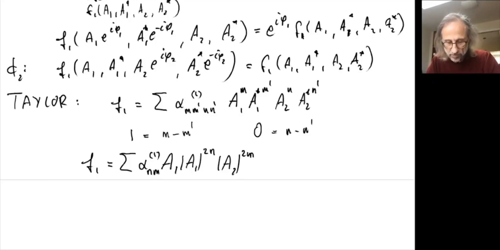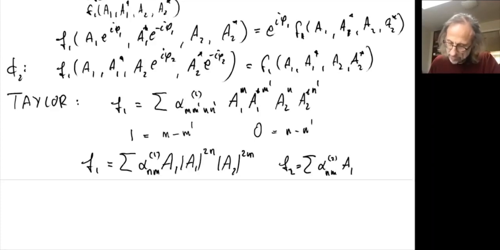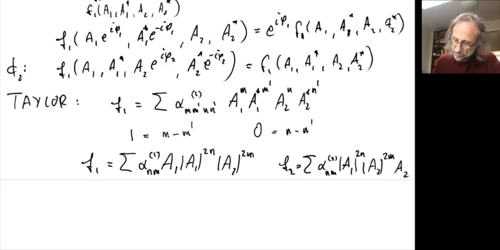And F2 looks the same, except A1 and A2 are interchanged. And so we can write that down actually here. F2 is equal to the sum of alpha n m, A1 absolute value squared to the nth power, A2 absolute value squared to the mth power, times A2. I guess it would have been nicer to factor out the A1 here, factor out the A2 here, but okay, we've done it this way. So that's a big mess.